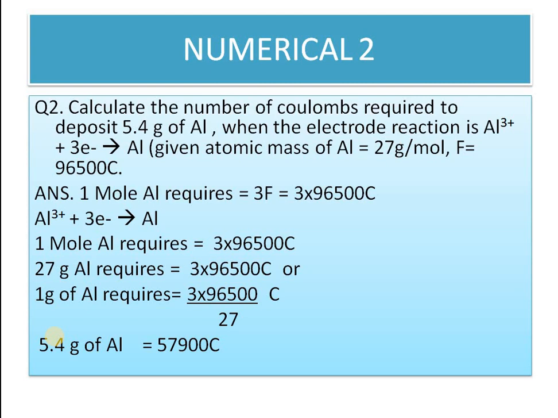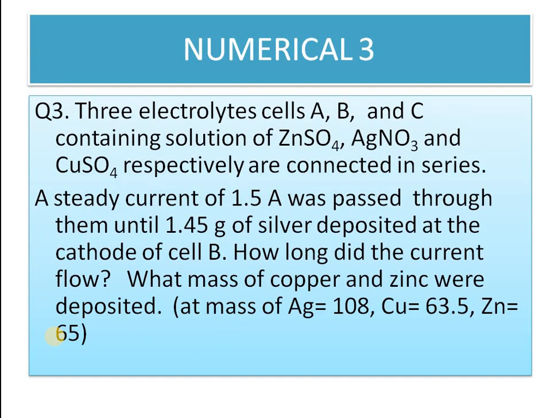Z is E by 96500. So here also we have the one and the same thing only, but I feel that this is the better method than that. Now here, this is the numerical.